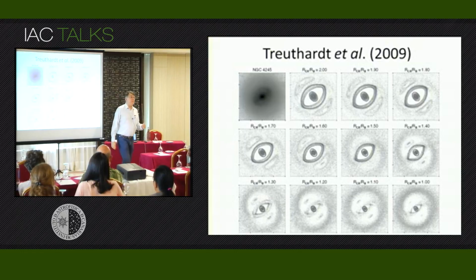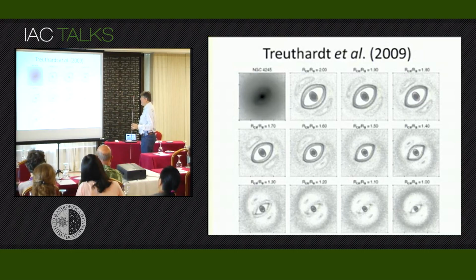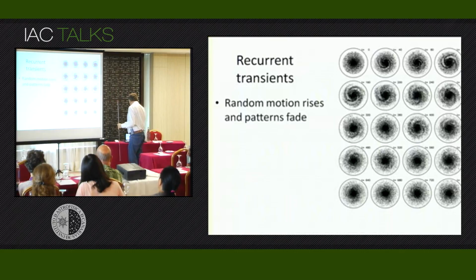They're trying to model the galaxy 4245. This is not an evolutionary sequence. You don't know for sure, in fact, don't know at all what the pattern speed of the bar is just by looking at it. But they're trying to model the gas flow in a galaxy which they believe resembles this 4245, and they're making the bar rotate at different rates in each of these images, and then they're going to argue that some particular value of the bar rotation rate gives the best match to the data.